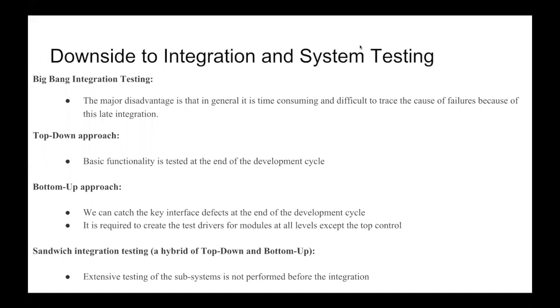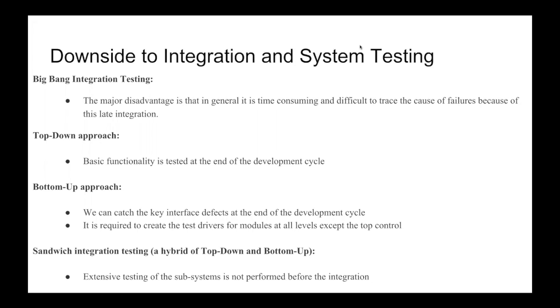Downsides to integration and system testing. We have Big Bang integration testing. In Big Bang integration testing, all components or modules are integrated simultaneously, after which everything is tested as a whole. So the major disadvantage is that in general, it is time consuming and difficult to trace the cause of failures because of late integration. We also have top-down integration testing.